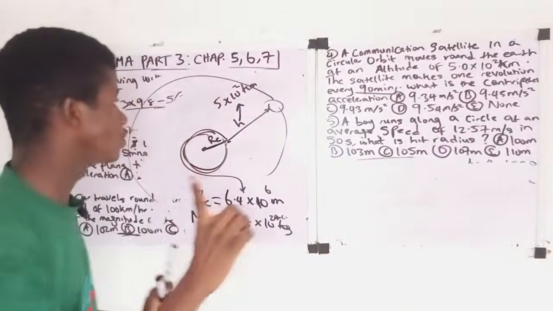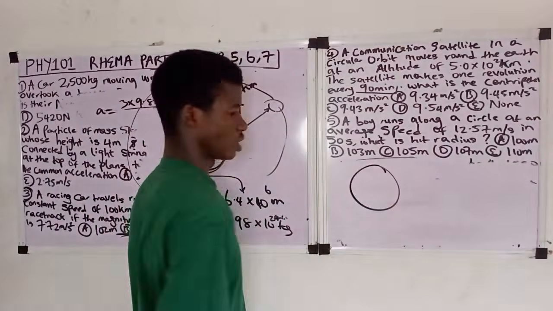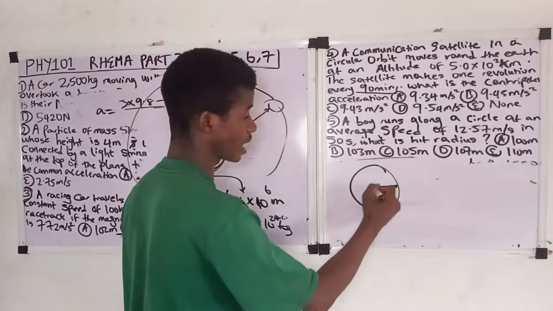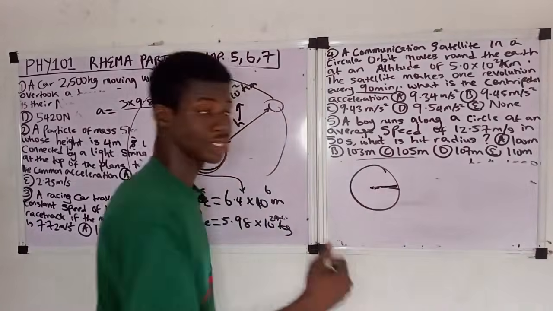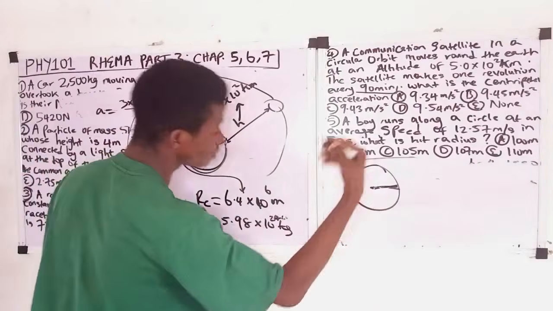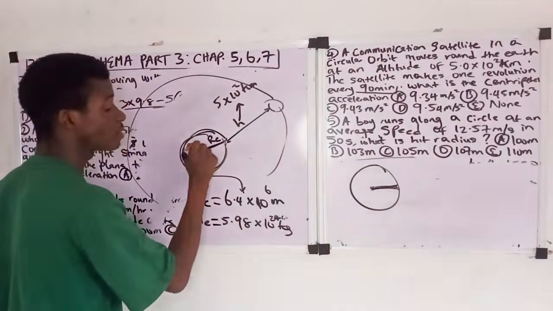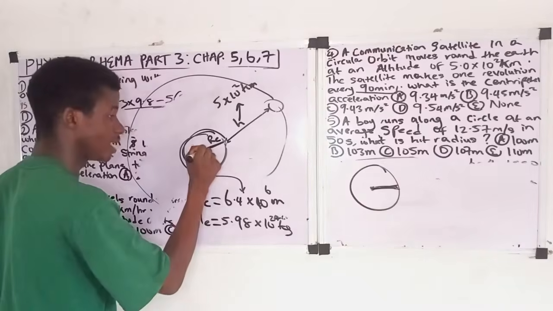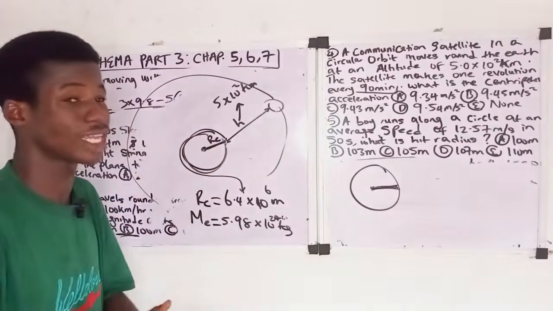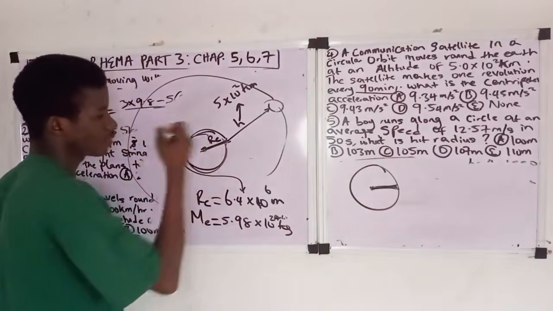Before I continue, we all know that the radius of a circle is the distance from the center of the circle to the circumference, right? Yes. Now, the radius of the Earth is from the center of the Earth, because that is where the mass of the Earth is concentrated, to the surface of the Earth. That distance is known as the radius of the Earth, right?